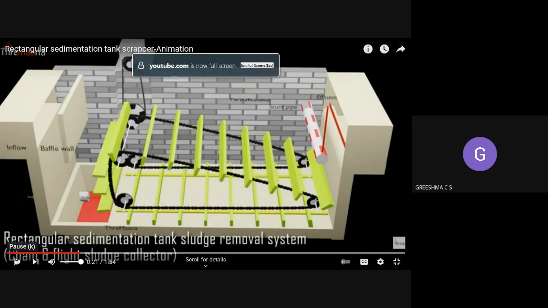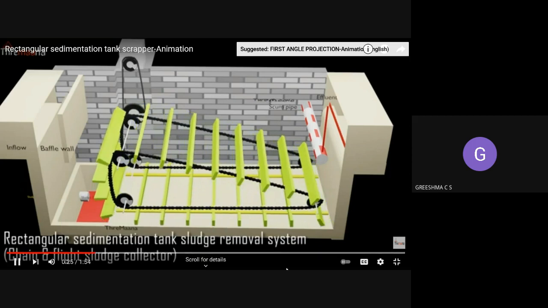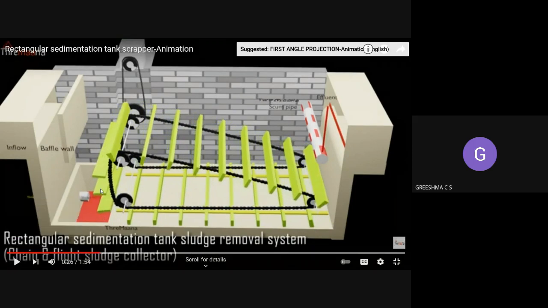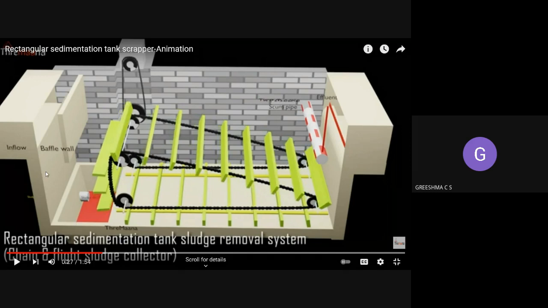So see this. This is a rectangular sedimentation tank, where the sludge is being removed. Mechanically, you have a scraper like this. These are the scrapers. The scrapers are fitted to a chain trolley, and the scraper will continuously work on all the sedimented particles.